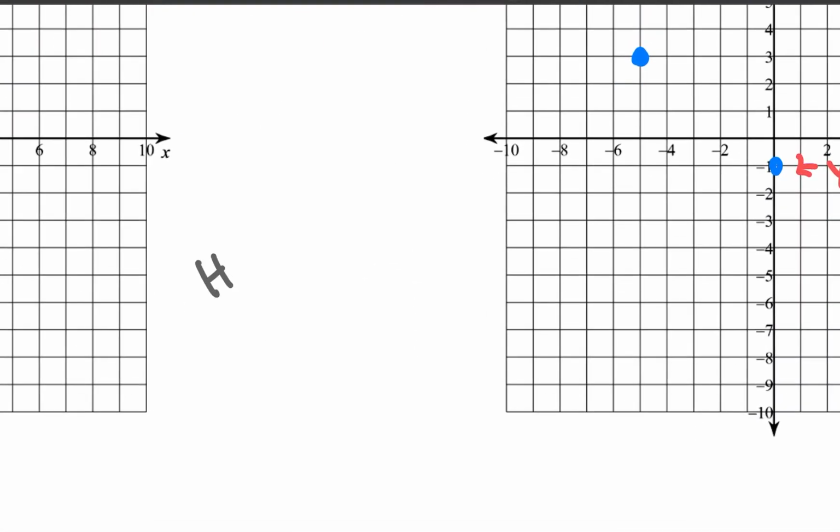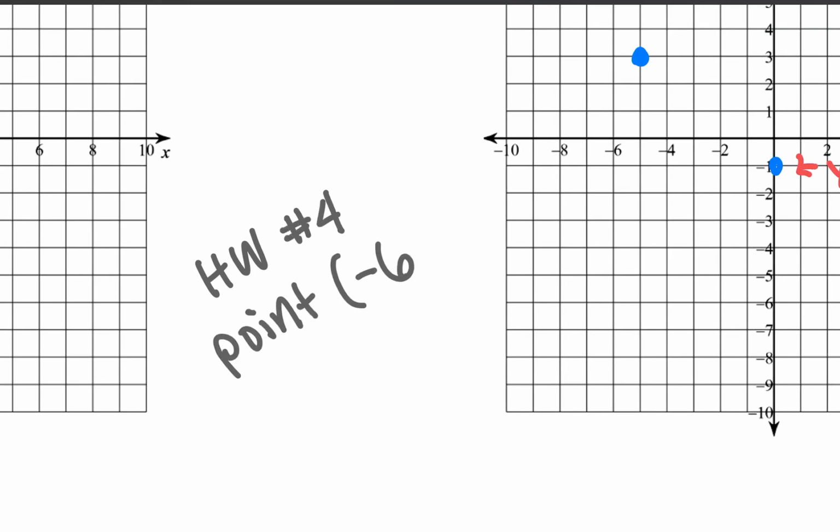In your homework, problem number 4, the point needs to read -6, 7. I forgot to write the negative in front of the 6, so make sure you do too, or else you won't be able to figure out your y-intercept.